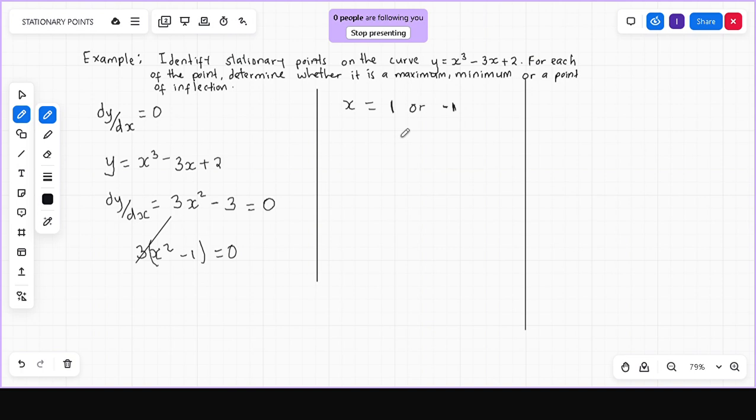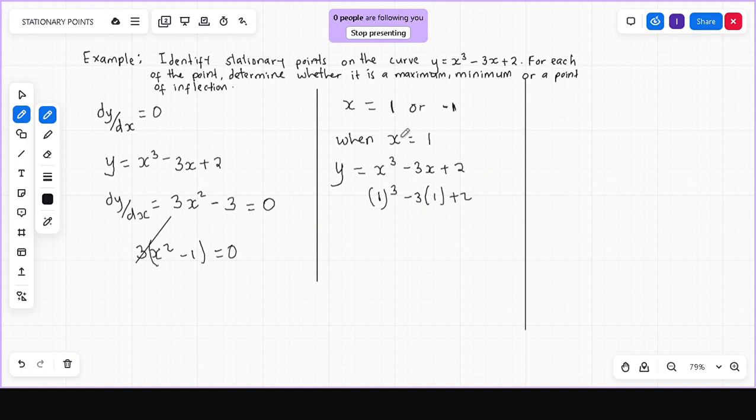Now, if the value of x is positive 1, how do we get the corresponding value of y? So we say when the value of x is equal to 1, the corresponding value of y, we're going to use the equation y equal to x cubed minus 3x plus 2 to get the corresponding value of y. So this becomes 1 cubed minus 3 into bracket 1 plus 2.